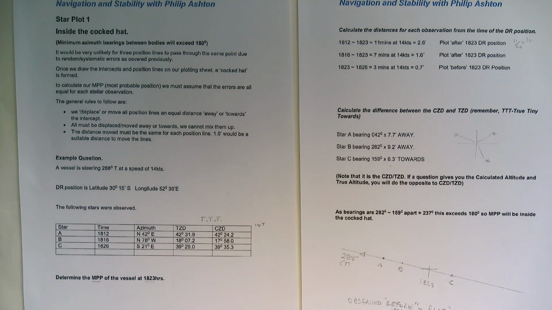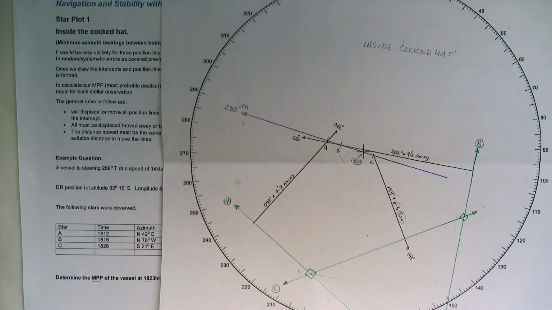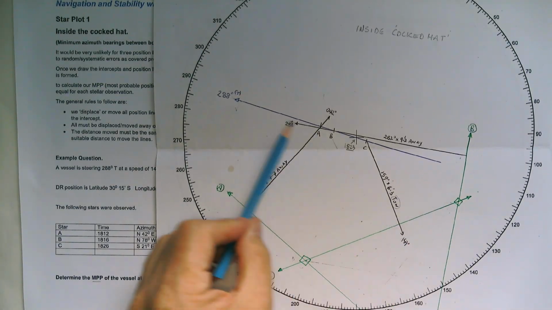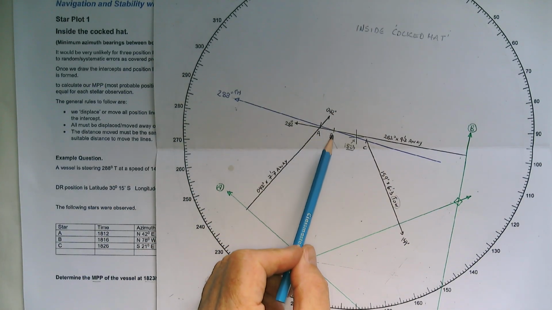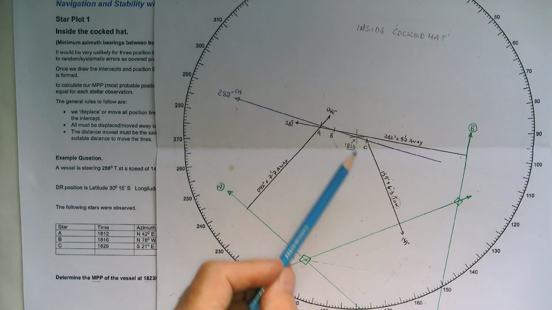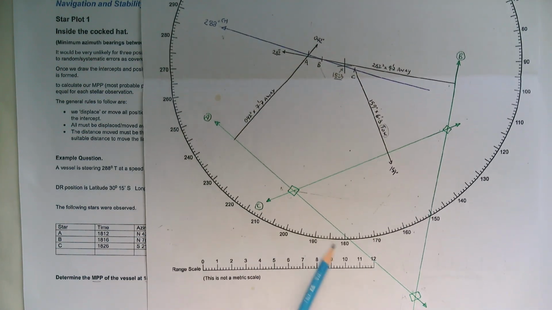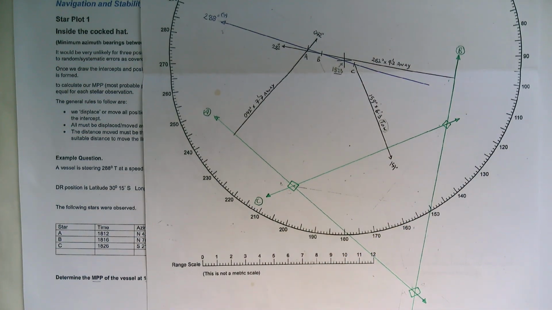So first of all, we do the plot. And there you see there's our course of 288, star A, B and C, and we've got our 3 position lines. So that gives us a cocked hat.